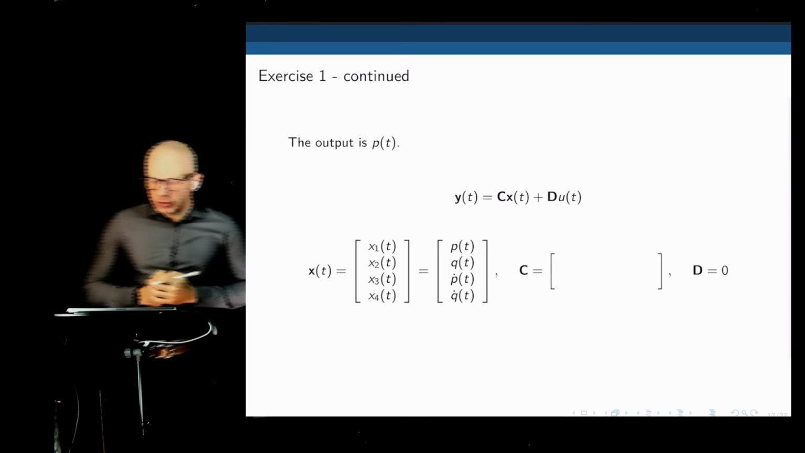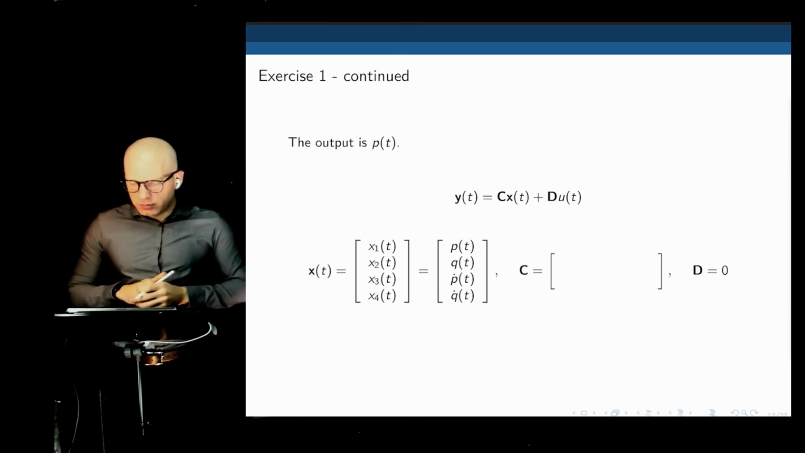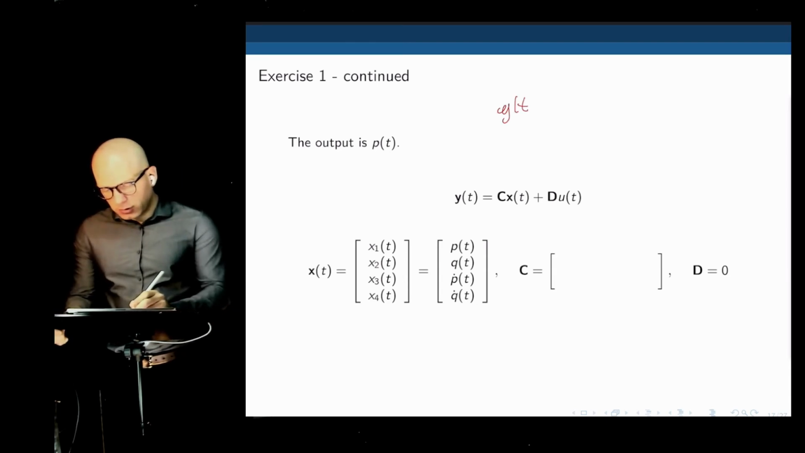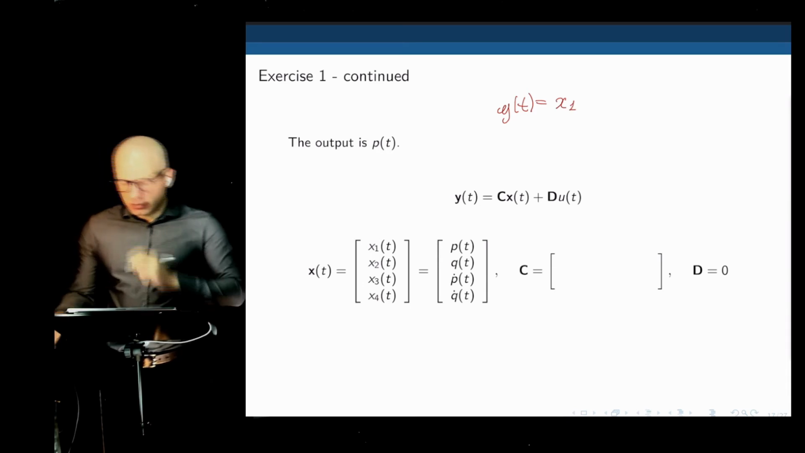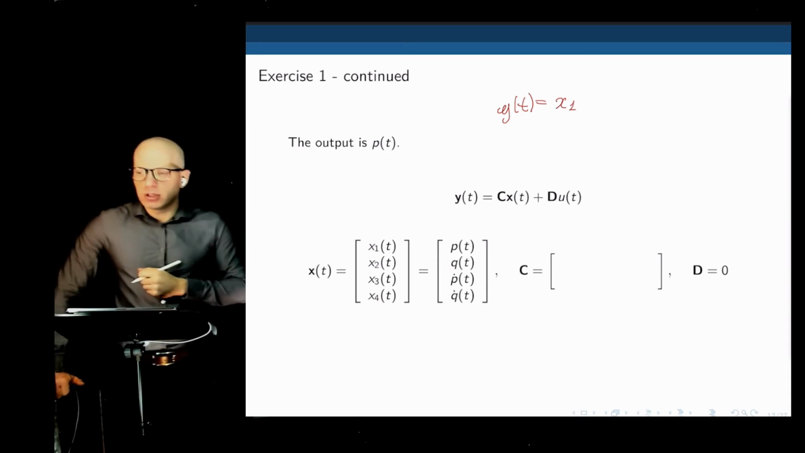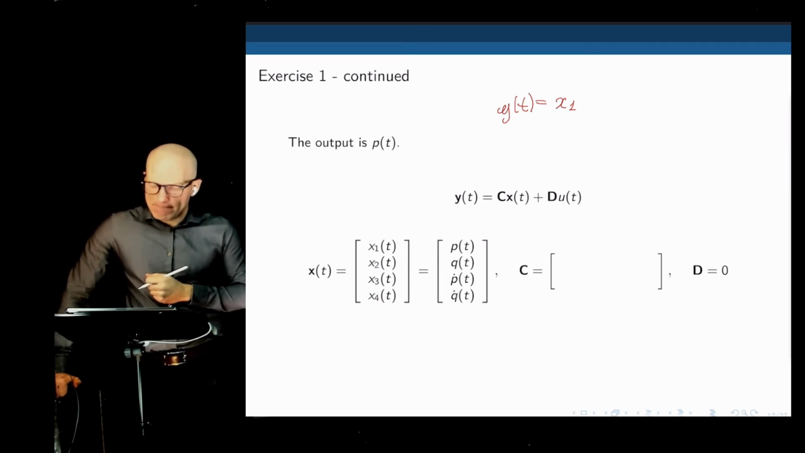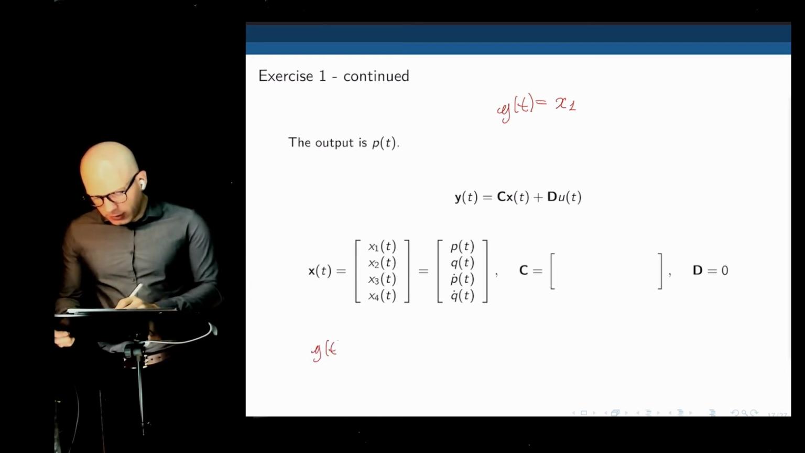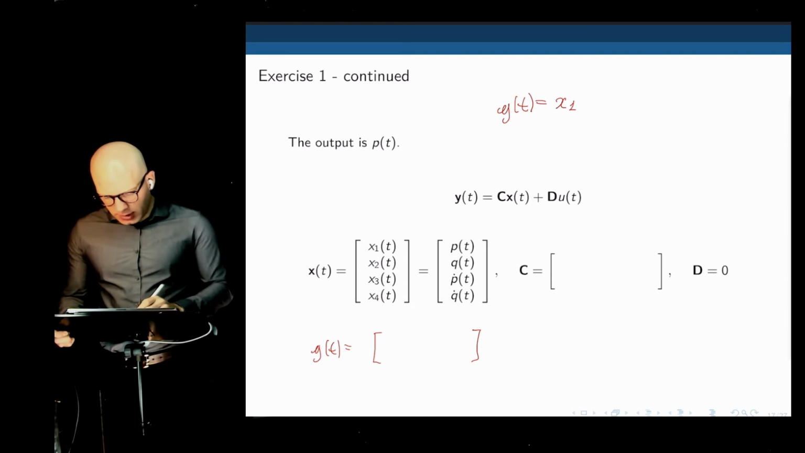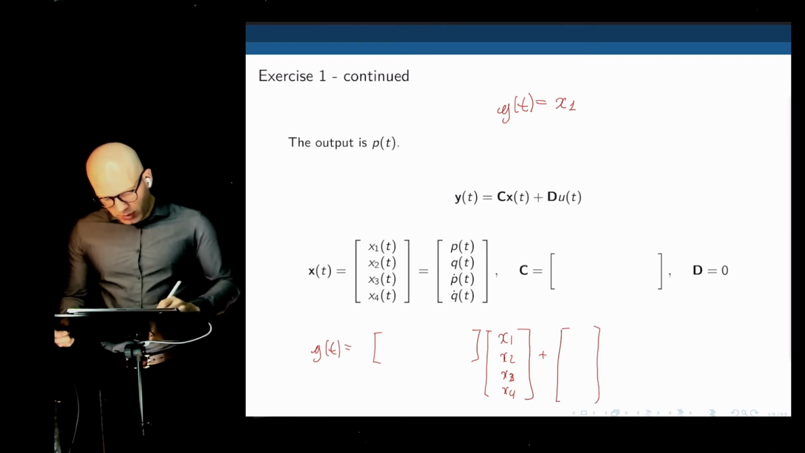We now want to establish an equation for the output. And the output of the system was chosen to be p of t. So the output is basically x1. It was chosen to be the displacement of mass m1. So now we need to establish another equation for y of t, which is equal to C times the states plus D times the input, which is u of t.